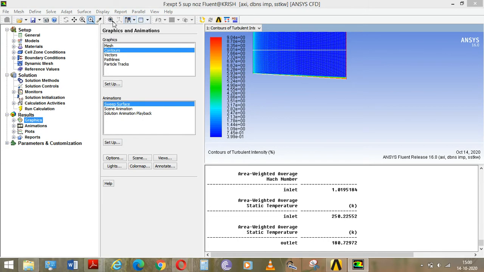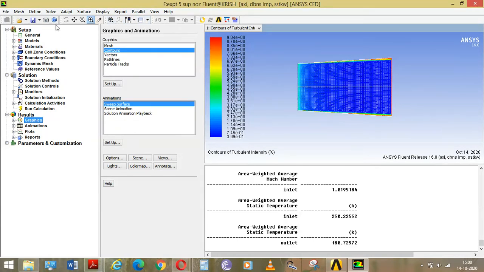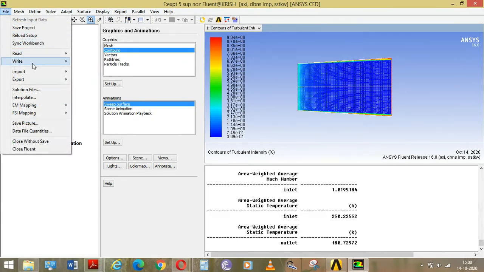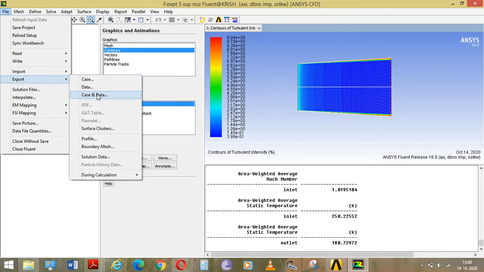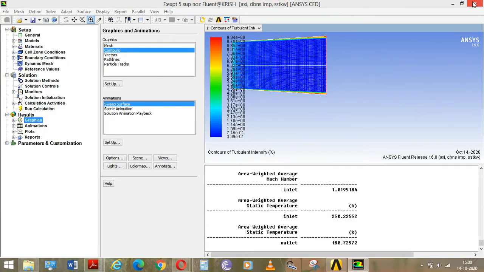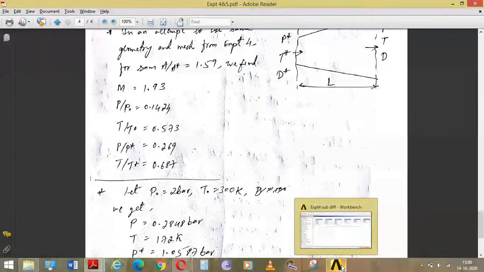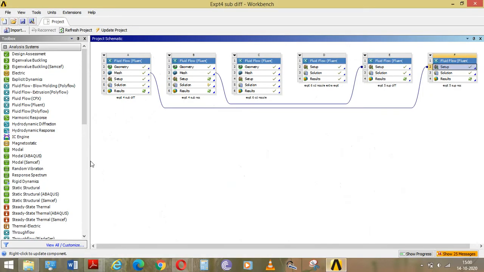And for further understanding, we can again say this. Okay, export case and data as some file and save somewhere. Now close this. We can go to post processing. So in post processing, we can see vectors and, what do you say? The streamlines.